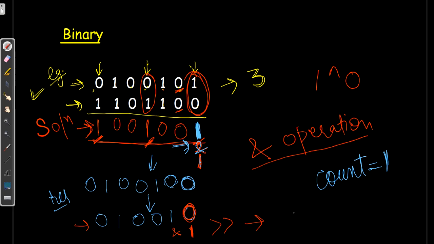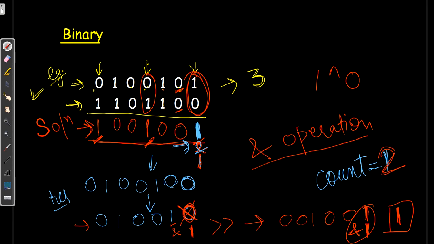So this time I will get 1 here, as this 0 will be right shifted, and I will get 1 on the least significant bit. Now with 1 I will do the AND operation with 1. This time I got 1 and 1, which will return me 1. As soon as I get 1 with this operation, count will be incremented by 1. So now count is 2.